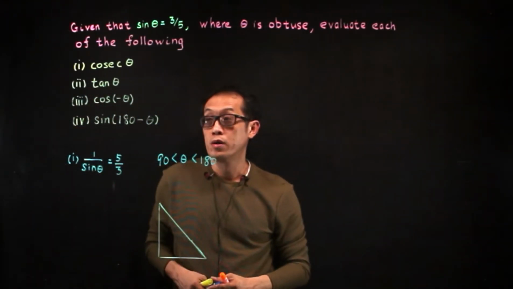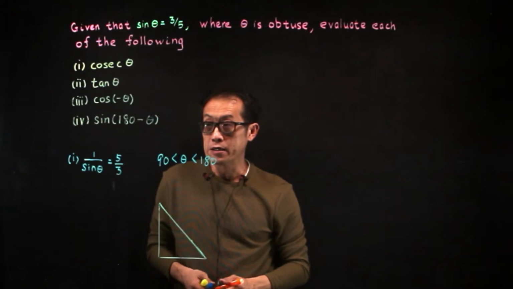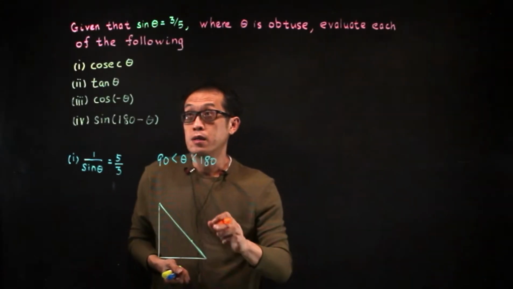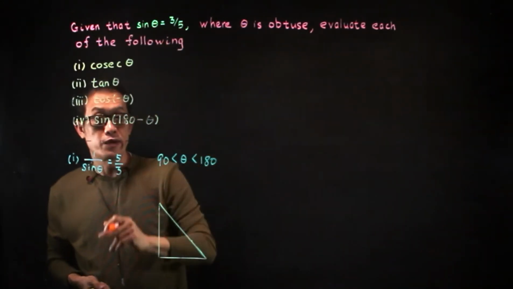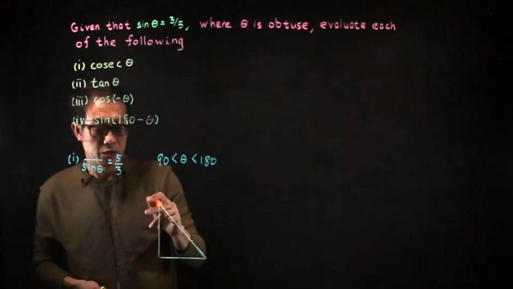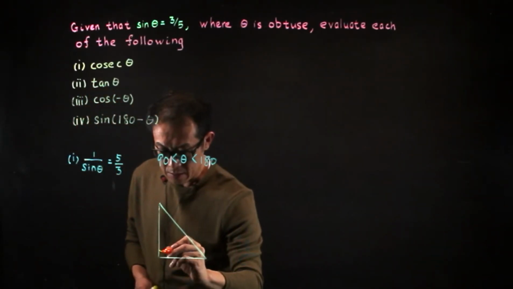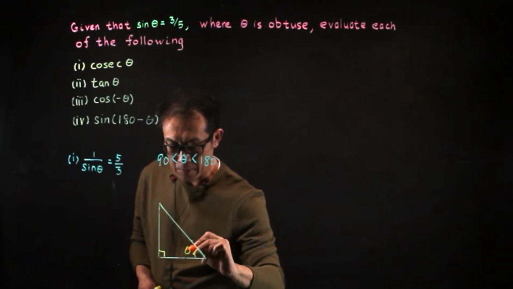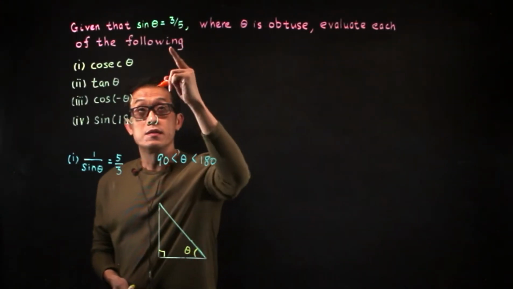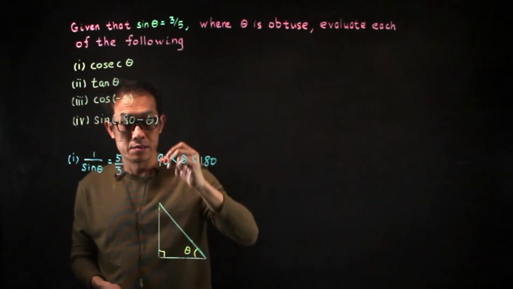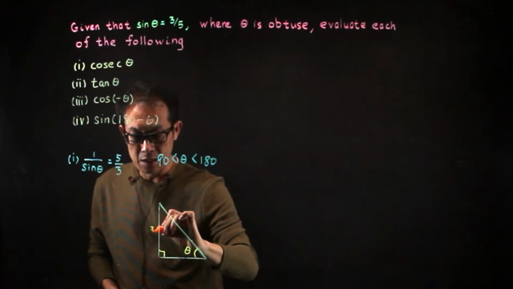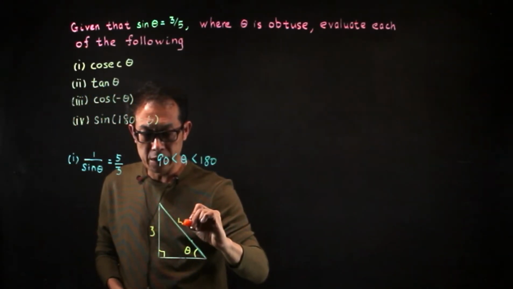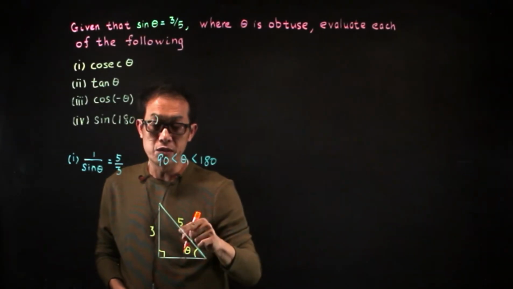Question 2. Tangent theta. Now you know sine theta. How do you find tangent theta? So we draw the right angle triangle. If this is theta, then opposite will be here, hypotenuse will be here. Sine theta is 3 over 5.